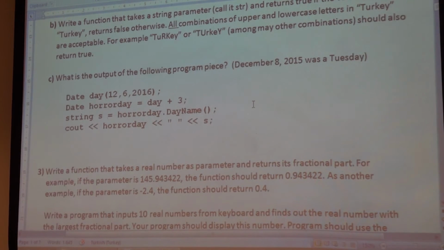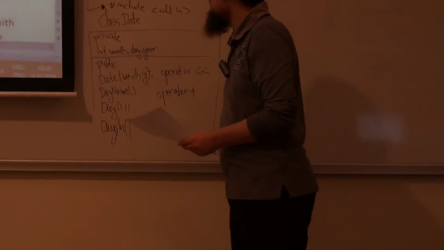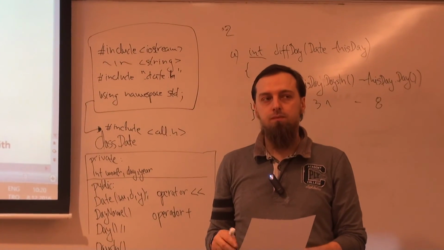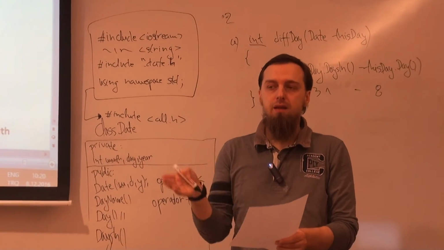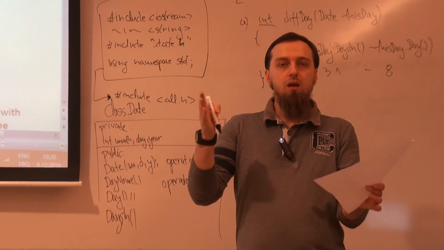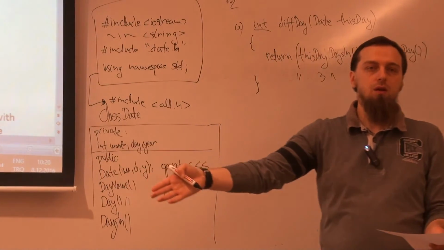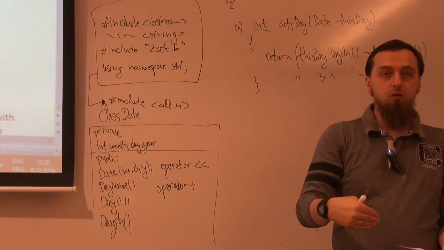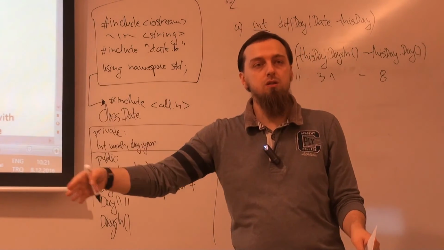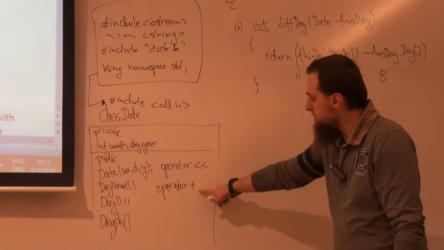We are using the operator plus. And you remember what plus was doing? Adding days. So if today is 8th of December, and I say today's date plus 1, it's going to be 9th of December. If I say today's date plus 3, it's going to be 11th of December 2016. So this is operator plus.